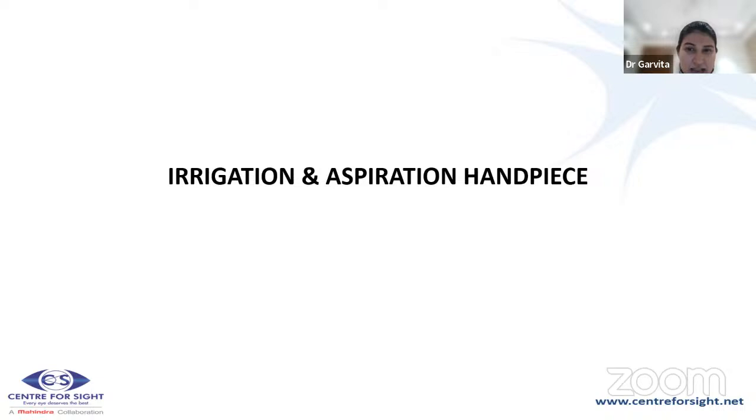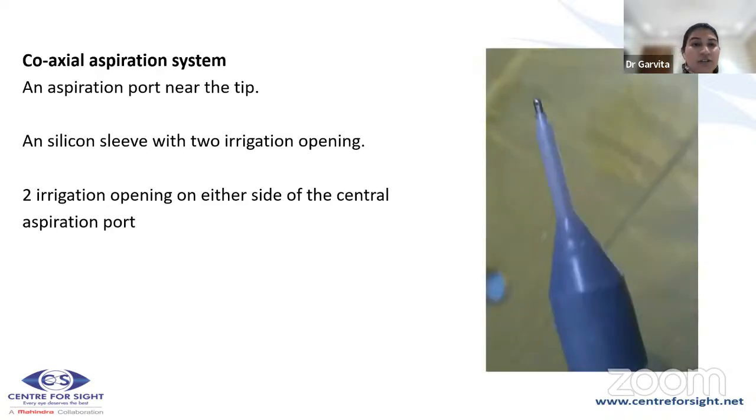Coming to the next handpiece, which is the irrigation and aspiration handpiece. There are 2 commonly used types, coaxial as well as bimanual. The first is coaxial, where the aspiration port is near the tip. It also has a silicon sleeve with 2 irrigation openings on either side of the central aspiration port.